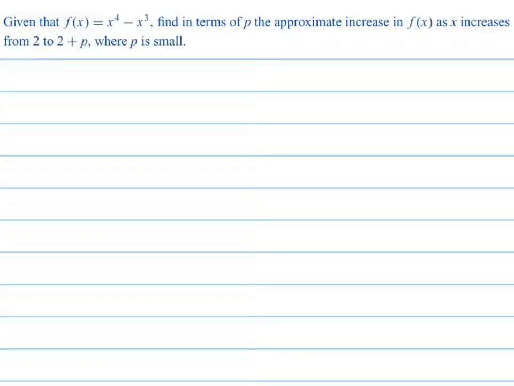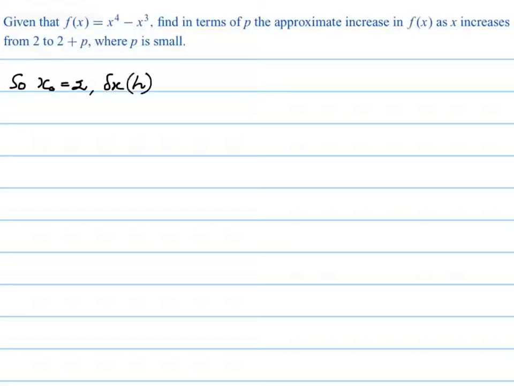Now, did you see that word "approximate"? That's a dead giveaway. That means linear approximation. Let's go. So we're saying here that x0 is 2, aren't we? Look at it. X increases from 2 to 2 plus a little bit, where p is the little bit, okay?